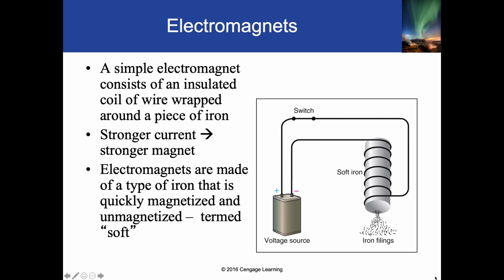Electromagnets. I was just talking about this a second ago. That's crazy. It's like I knew what was here before I got here. A simple electromagnet consists of an insulated copper coil of wire wrapped around a piece of iron. So here's your insulated copper wire, wrapped around a piece of iron. And then there's a switch there, which somebody told me a couple weeks ago that the symbol for switch is two dots, and I didn't believe them. Turns out they're right. So good on you. And so the stronger the current, the stronger the magnet, right?